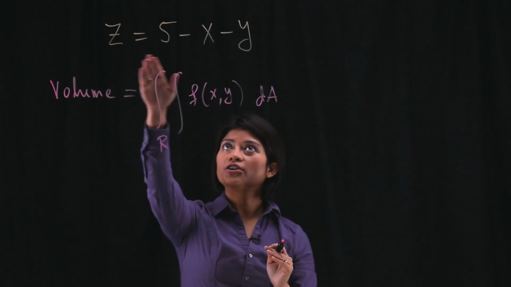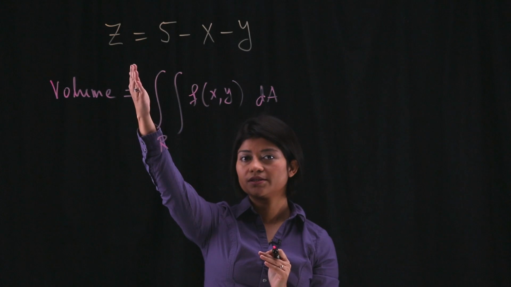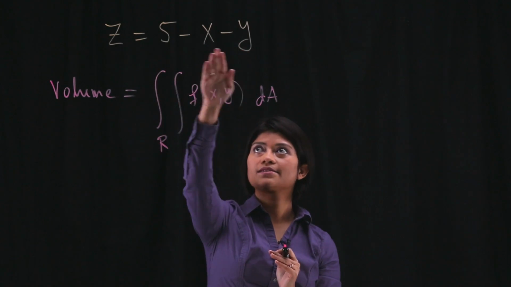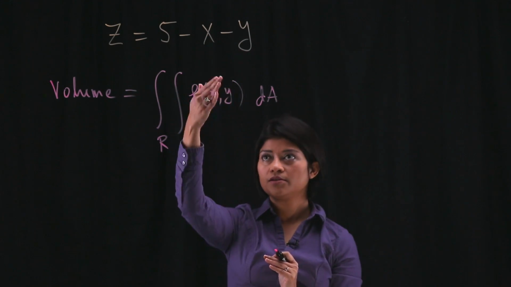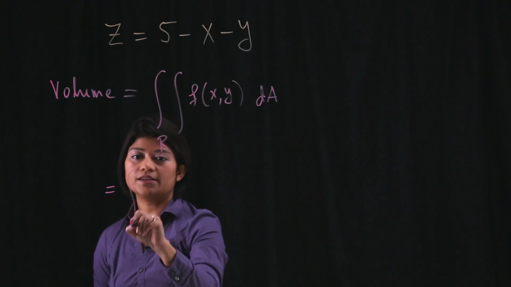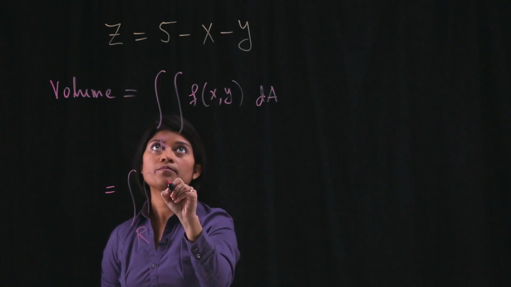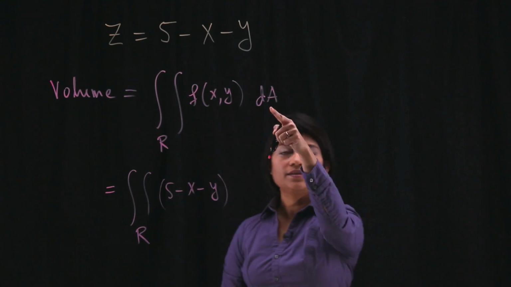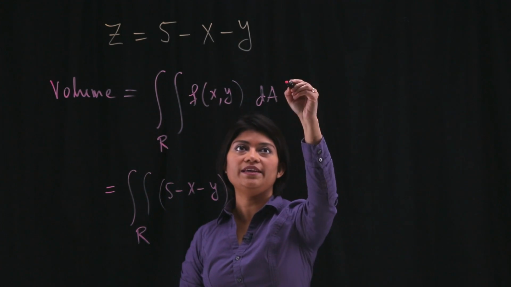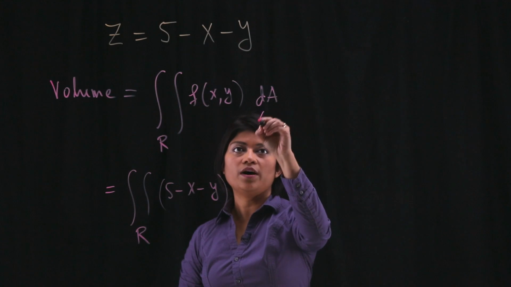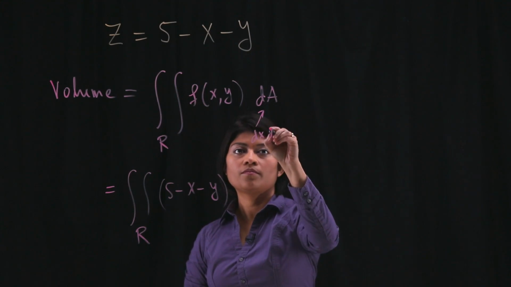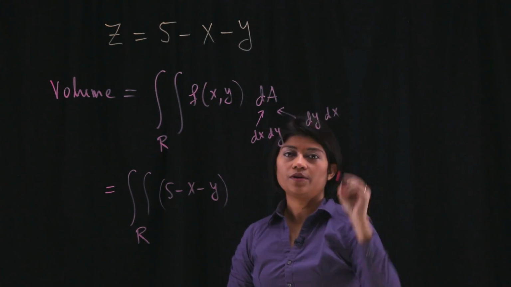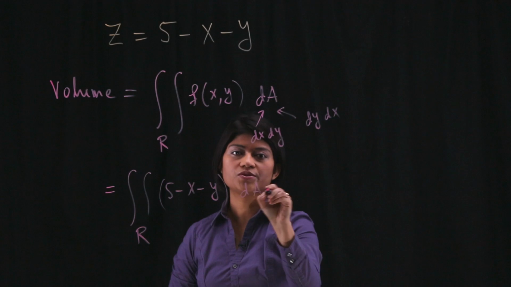Now look at the function that's given to you. It's already written in an explicit form, and so the function of x y is 5 minus x minus y. So we can immediately plug that in. And dA, you know that it can be either dx dy, or it can be dy dx. Okay, so we will choose that accordingly.